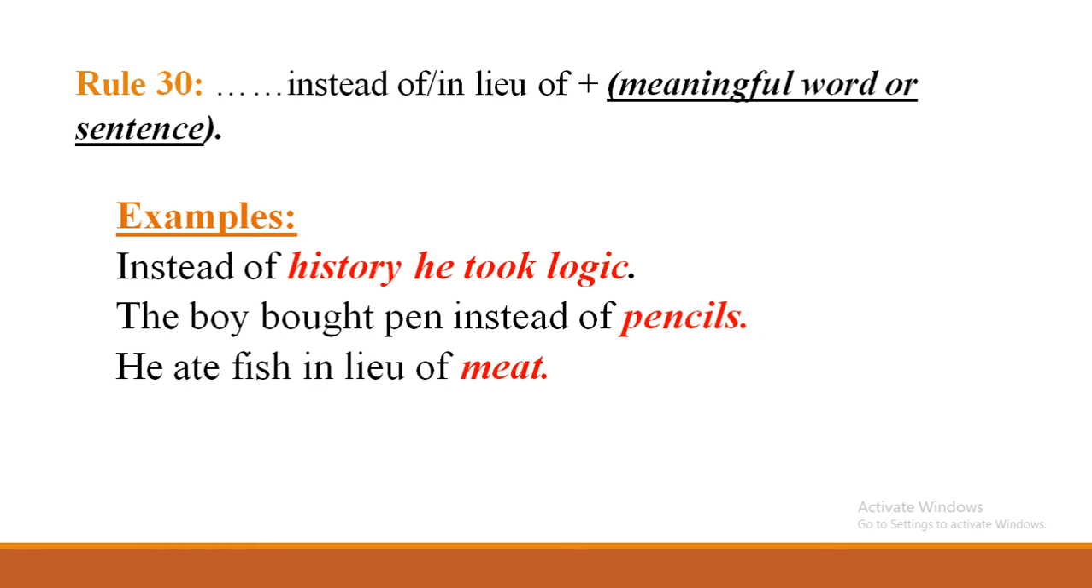The boy bought a pen instead of a pencil. Then your comparison here is pen and pencil. Next one, he ate fish in lieu of meat. And what's the comparison here? Fish and meat.